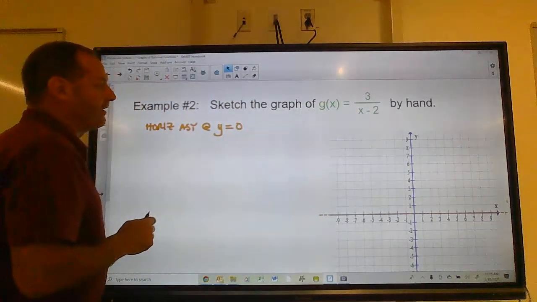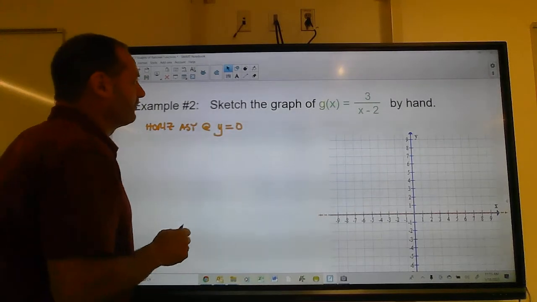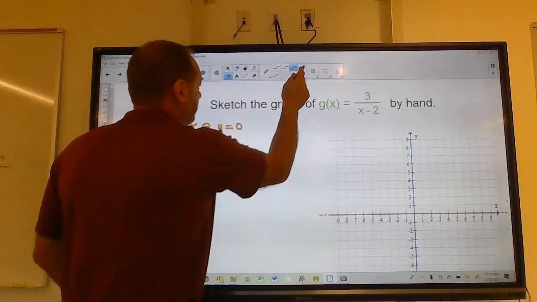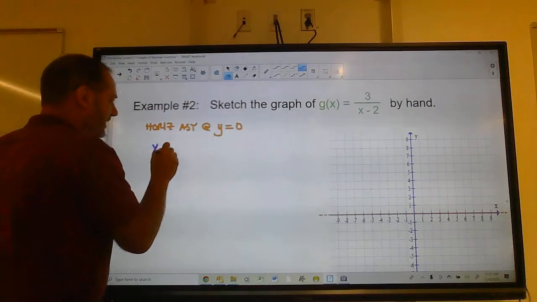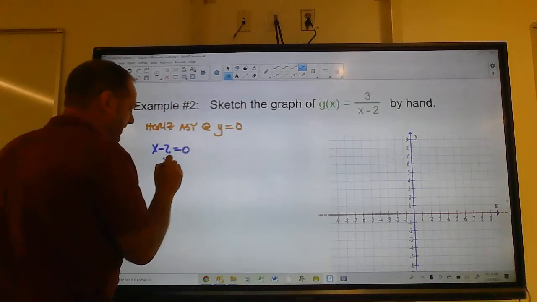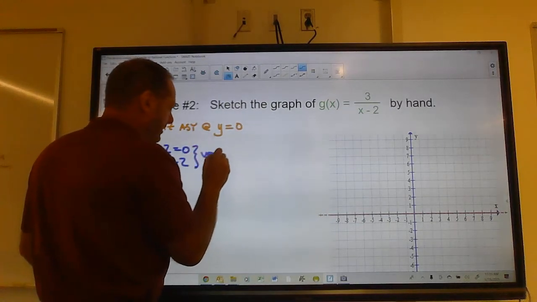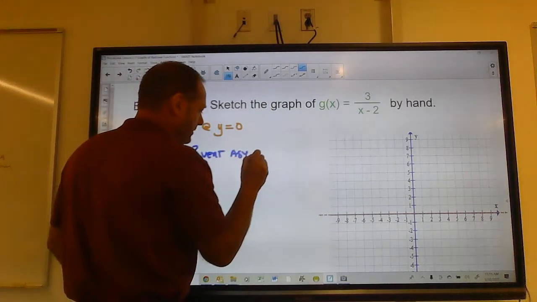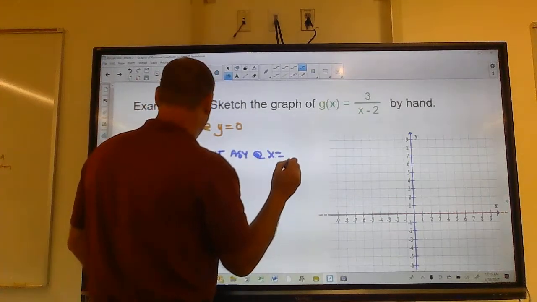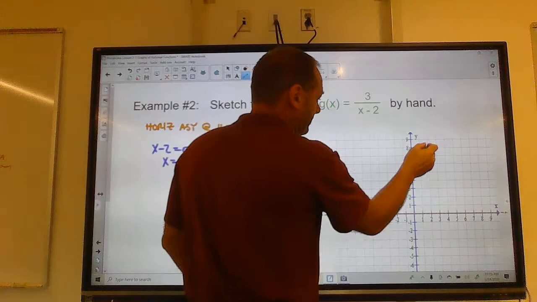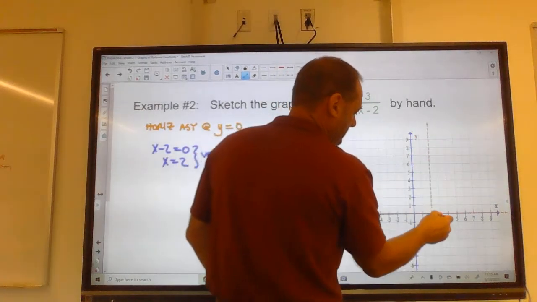Let's make this the same color. Okay. Now, does it have a vertical asymptote? Well, is the denominator ever 0? And the answer to that is yes. x minus 2 equals 0 implies that x is 2. So this has a vertical asymptote at x equals 2. So we'll go ahead and put our vertical asymptote on there at 2.